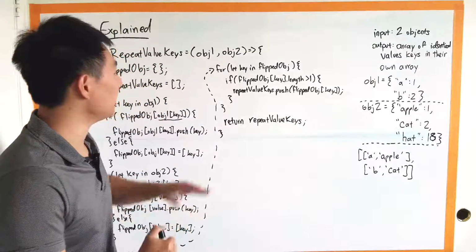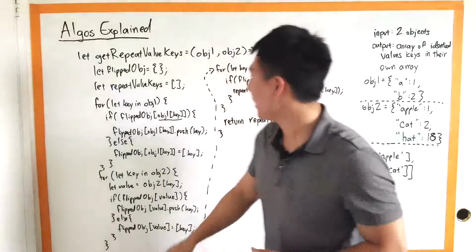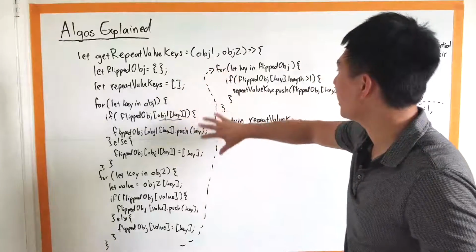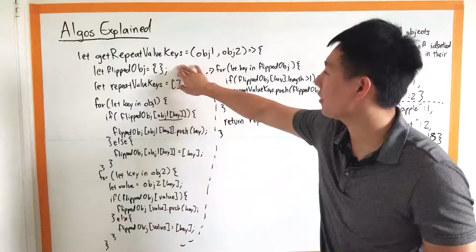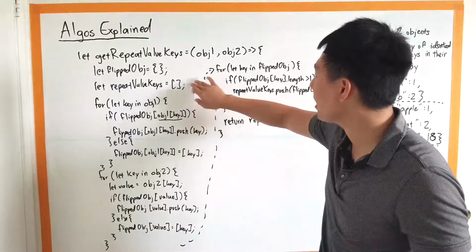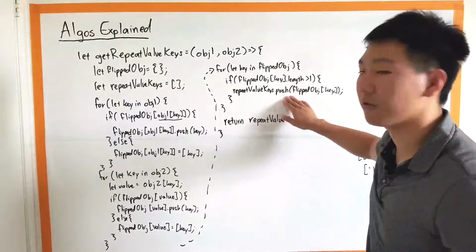So it's best to walk through this code with this example, and we're just going to go step by step through what's happening, what the flipped object looks like at what point, and what the repeat value looks like when we get over here.